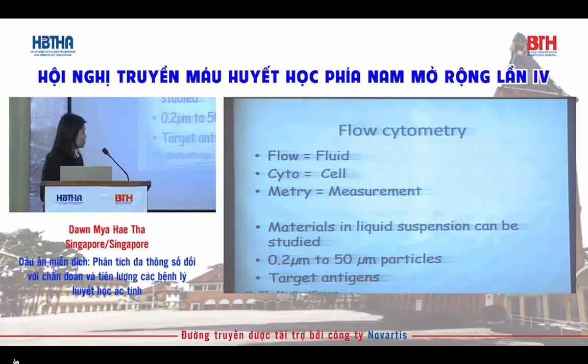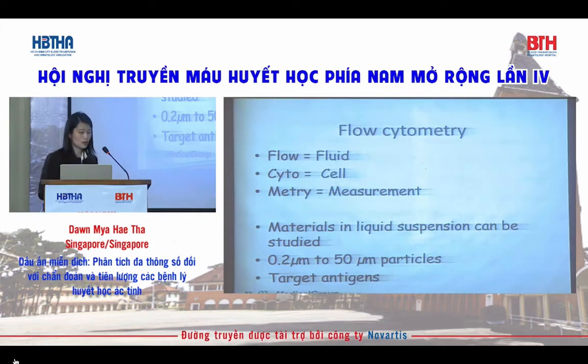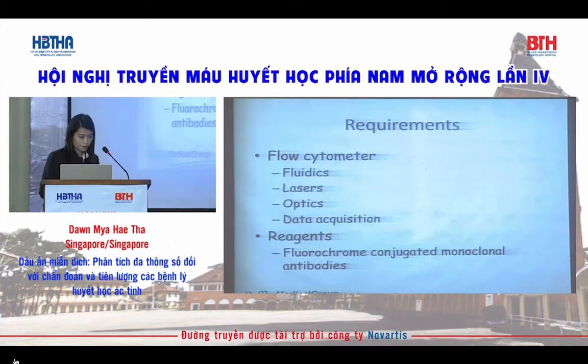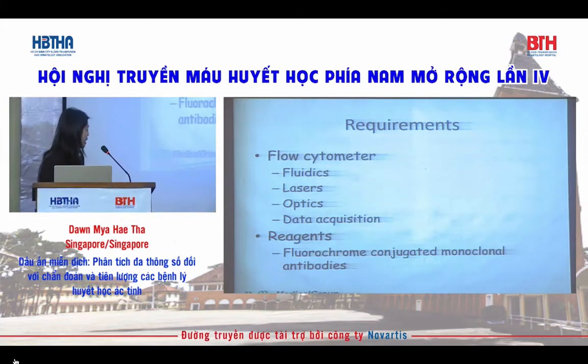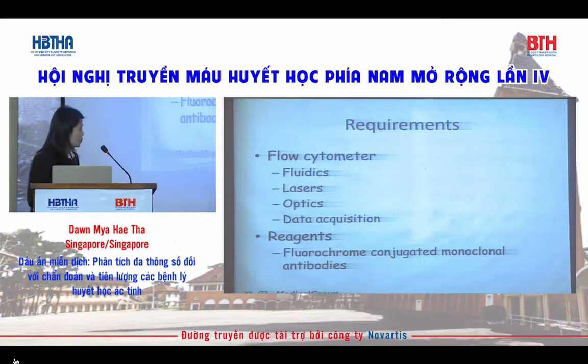So what is flow cytometry? It is basically a study of cells in liquid suspension. It can study basically all particles as long as they are suspended in liquids and as long as these particles have any target antigens. So we need a flow cytometer of which the main components are fluidics, lasers, optics, and a software for data acquisition. And the main reagents for flow cytometry is fluorochrome conjugated monoclonal antibody.